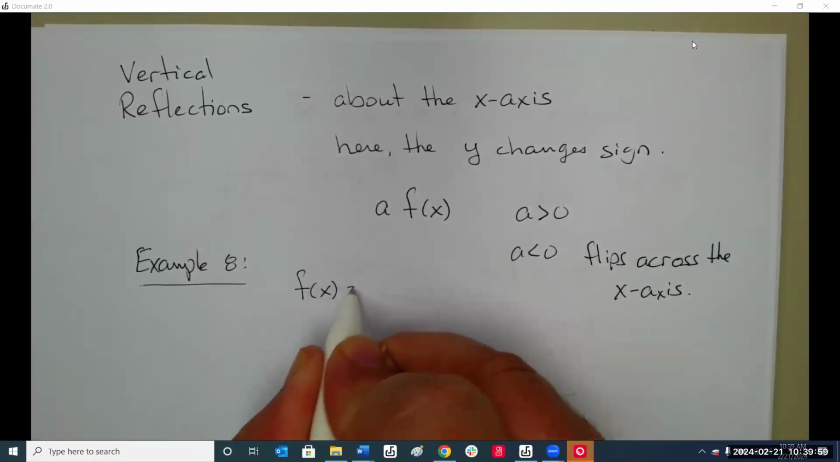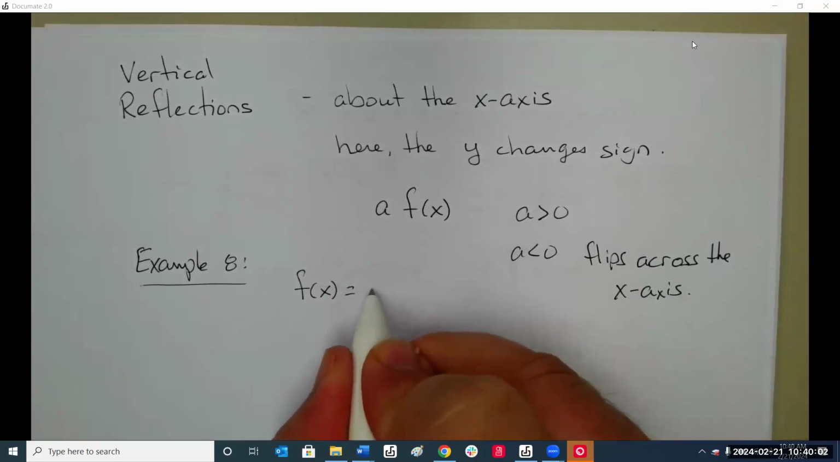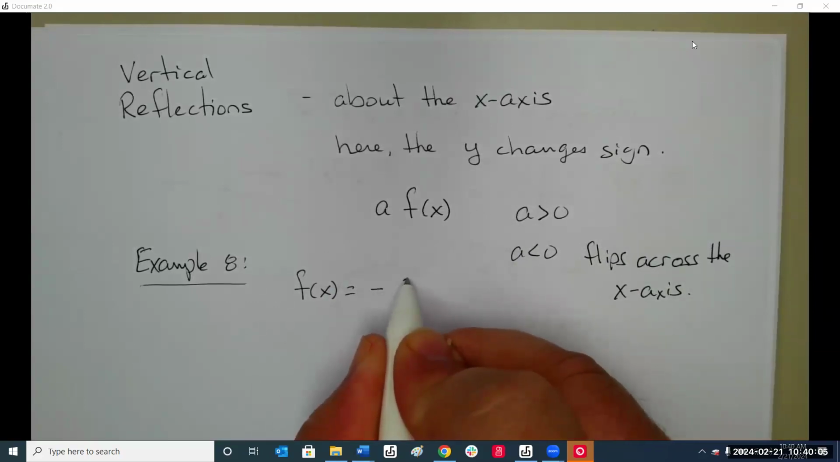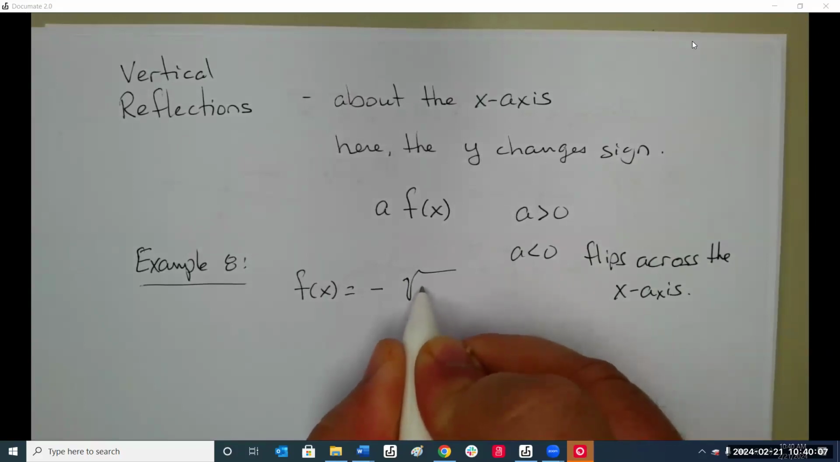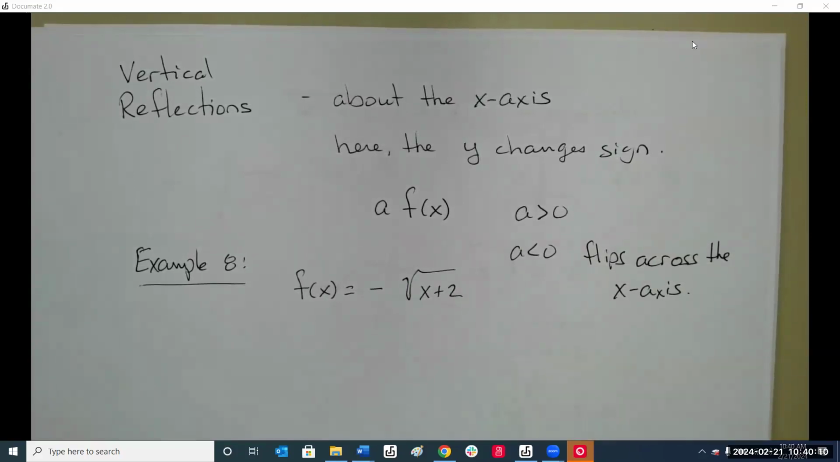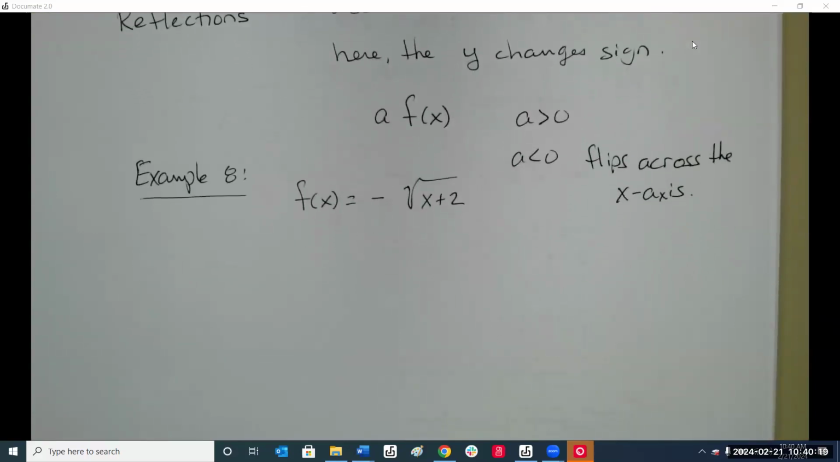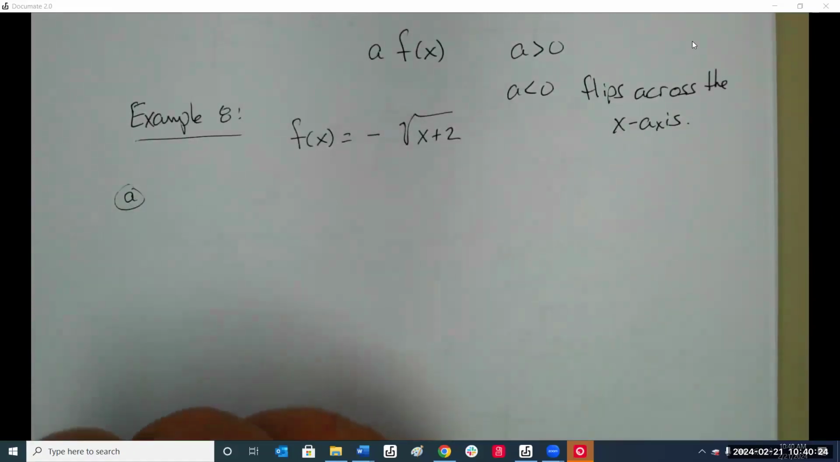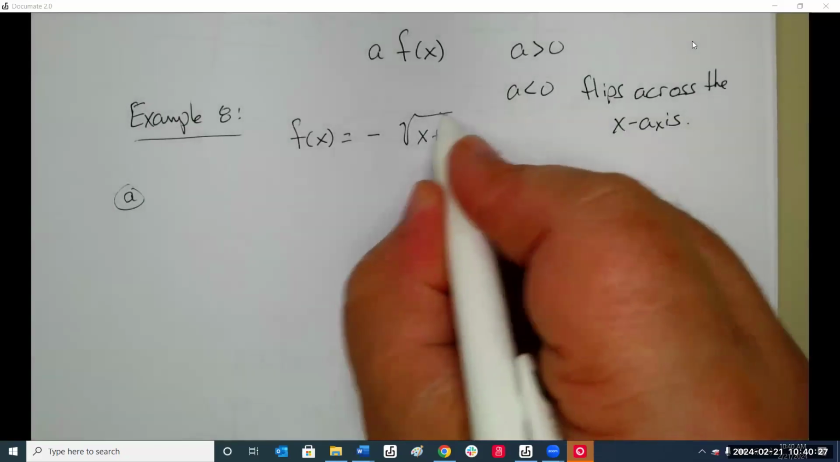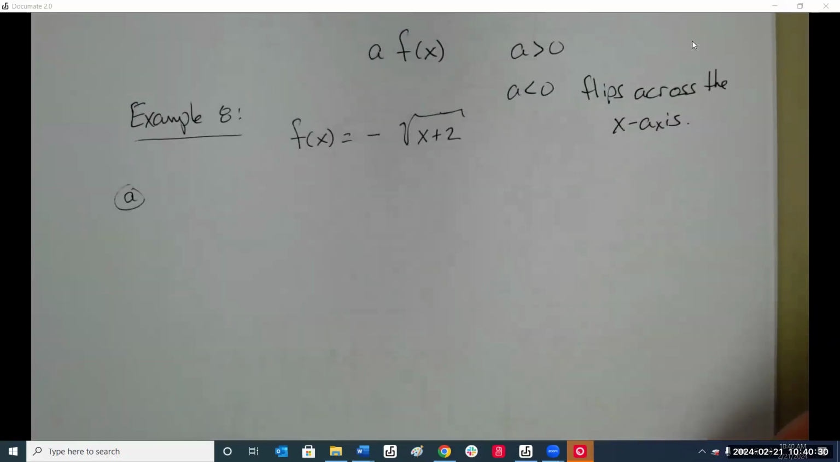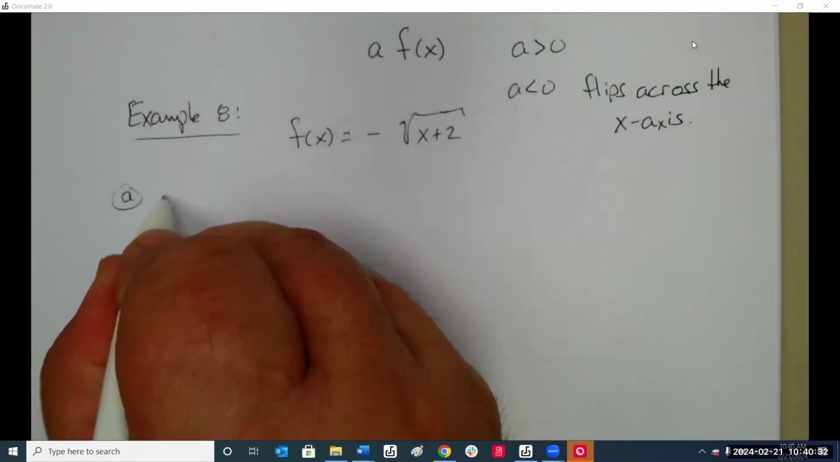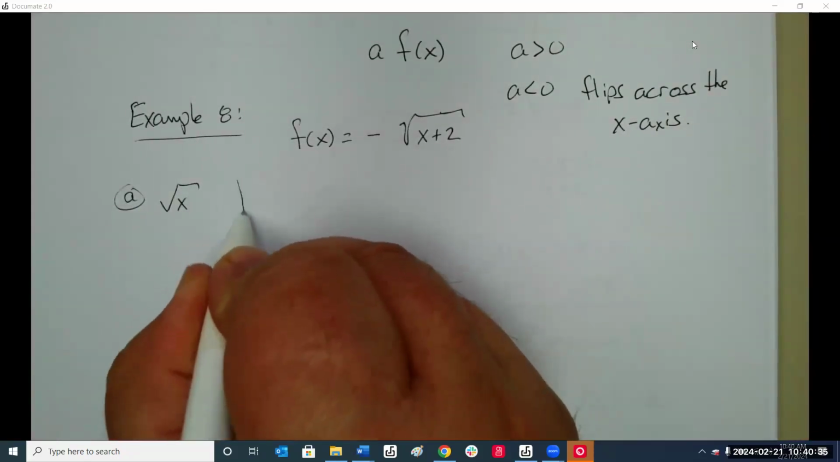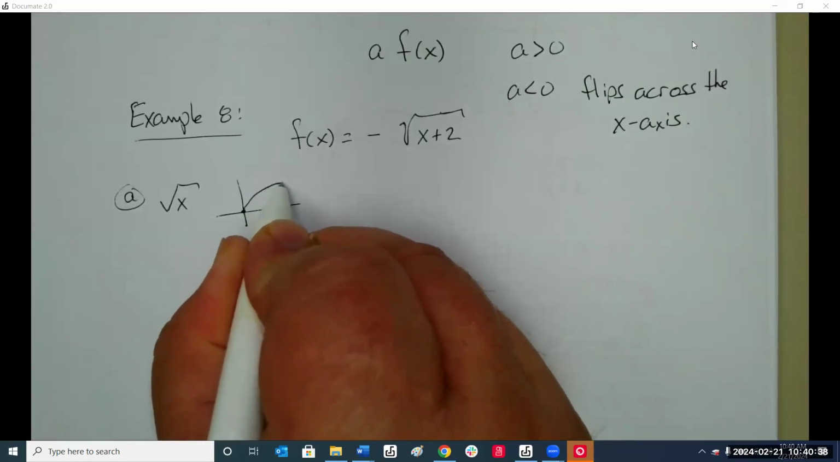F of x equals negative square root of x plus 2. Again, we go through the whole sequence of questions. Basic function. What's the basic function? Square root of x. And that looks like this.